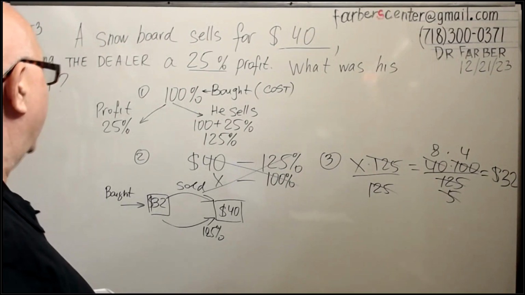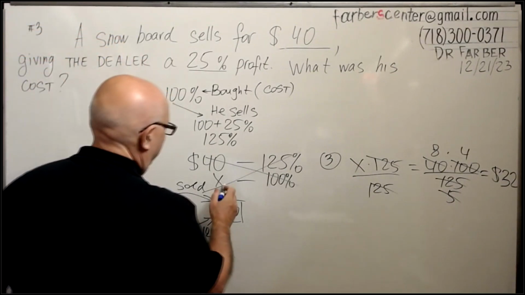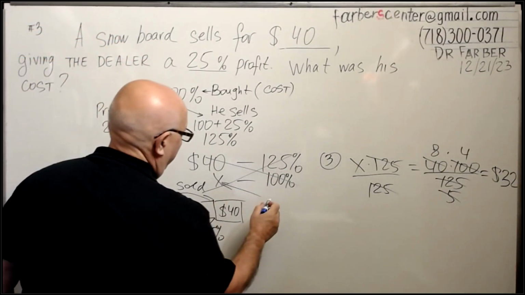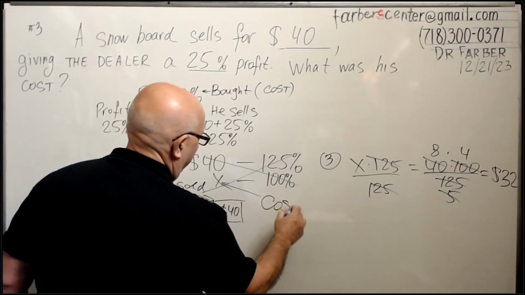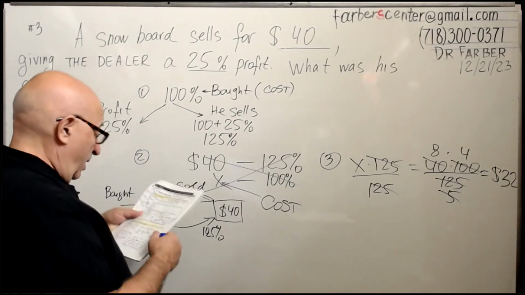Let me solve another one. And actually, what is X here? X is the cost. You can write it here, do not forget. This is the cost. And profit is here.